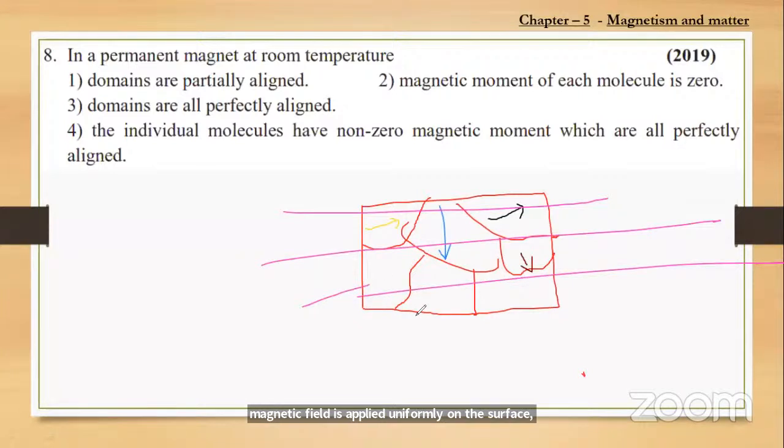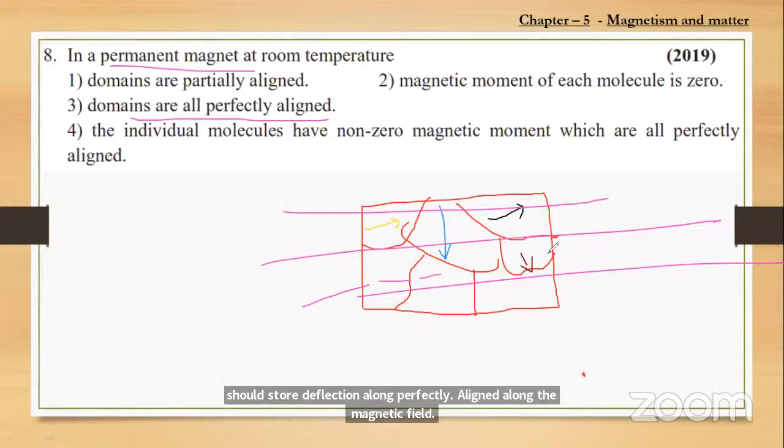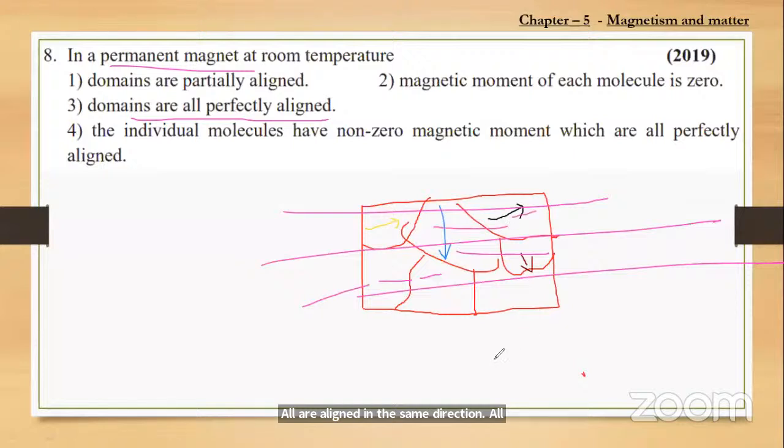That means it is going to convert itself to a magnet by using magnetic field lines. That's why these domain structures, which are initially showing different directions. For a paramagnetic material, it should show deflection perfectly aligned along the magnetic field. All are aligned in the same direction. All the domains arrange themselves into the same direction.